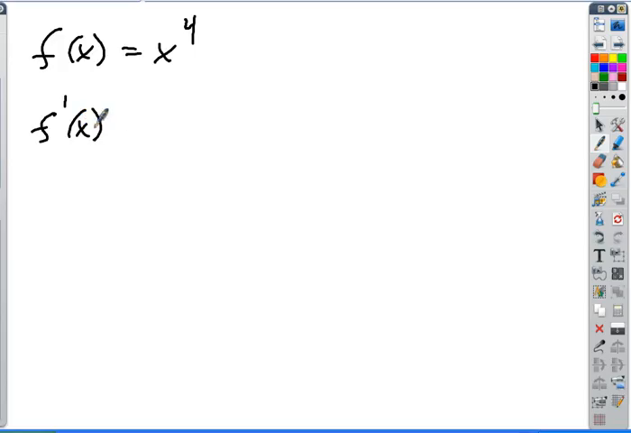Yeah. F prime of x. What's f prime of x here, if f of x is x to the fourth? 4x to the third. Okay, 4x cubed. What's f double prime? 12x squared.